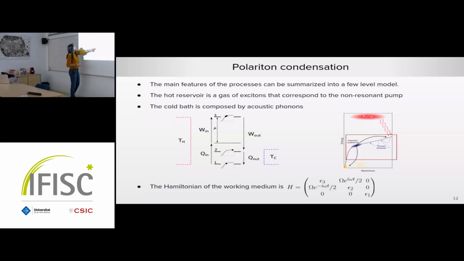Okay, so I'll go level by level. The first level contains a number of particles n at the bottleneck. Then it interacts with a hot reservoir, which is this pump here that's putting energy in the system. And you get n+1 polaritons in the bottleneck.